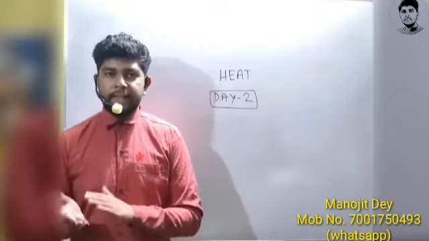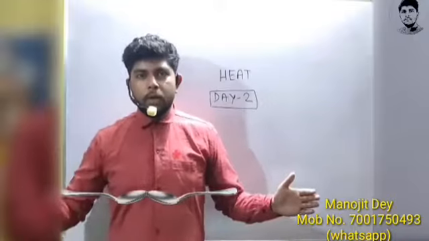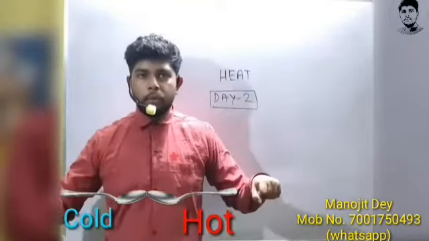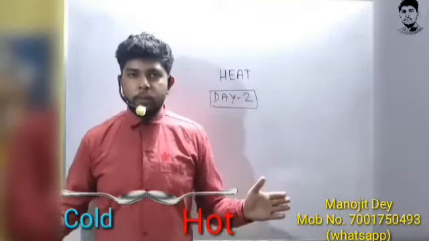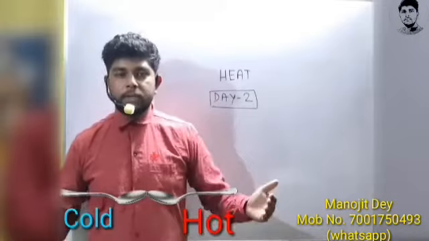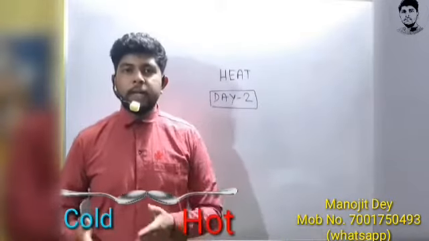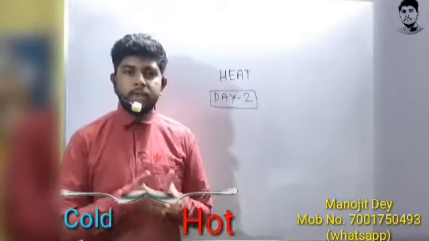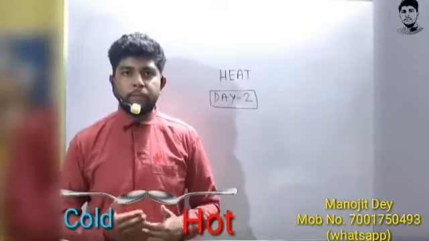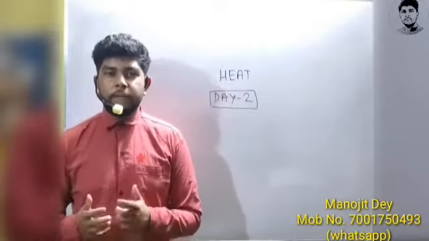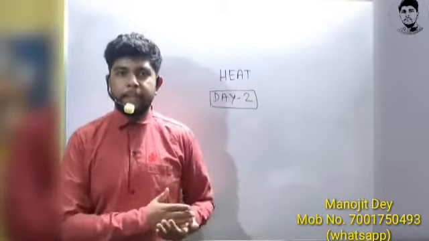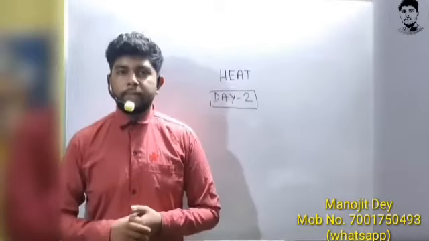Now let's see another example. Suppose you have two spoons, one spoon is hot and one spoon is cold. Suppose you touch both the spoons. You could feel that after some time the cold spoon gets heated and the hot spoon gets cold. This indicates that heat transfers from a hot object to a cold object, or from the hot part of a body to the cold part of the body. That means heat transfers from the higher temperature of a body to the lower temperature of a body.